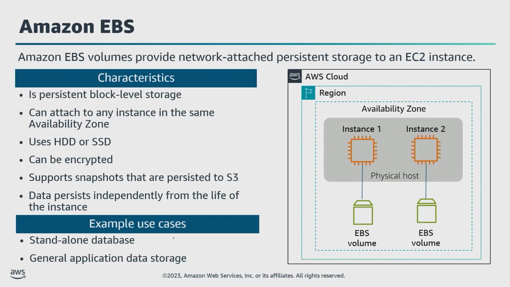Amazon EBS provides block-level storage for use with EC2 instances. EBS volumes can be network attached to running instances in the same availability zone. EBS volumes persist independently from the life of the instance, and they can be encrypted. You can also back up data on an EBS volume to Amazon S3 by taking a point-in-time snapshot. Because they are mounted on the instance, EBS volumes provide extremely low access latency. An example use case for Amazon EBS storage is running a database on an EC2 instance.